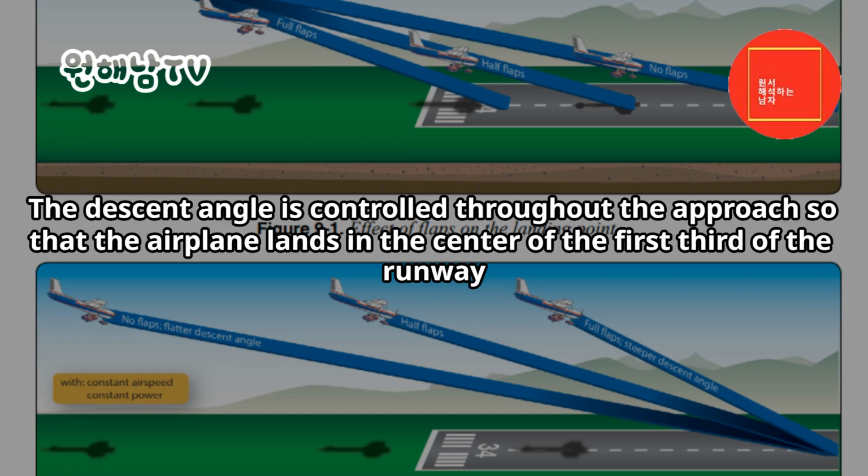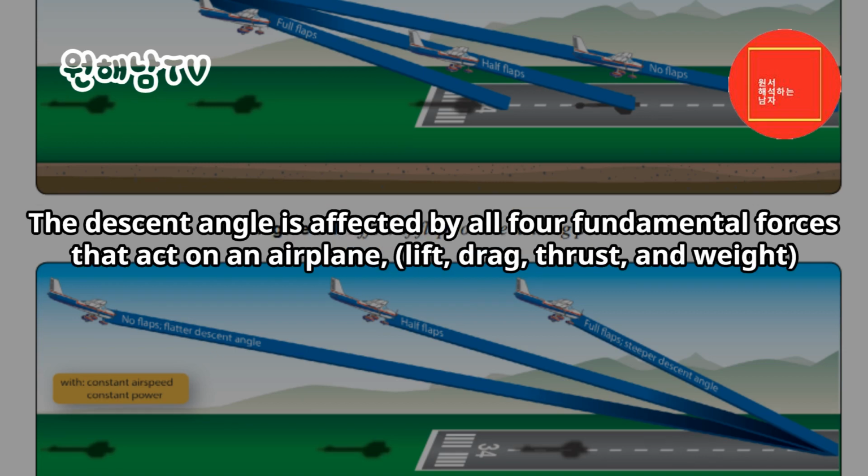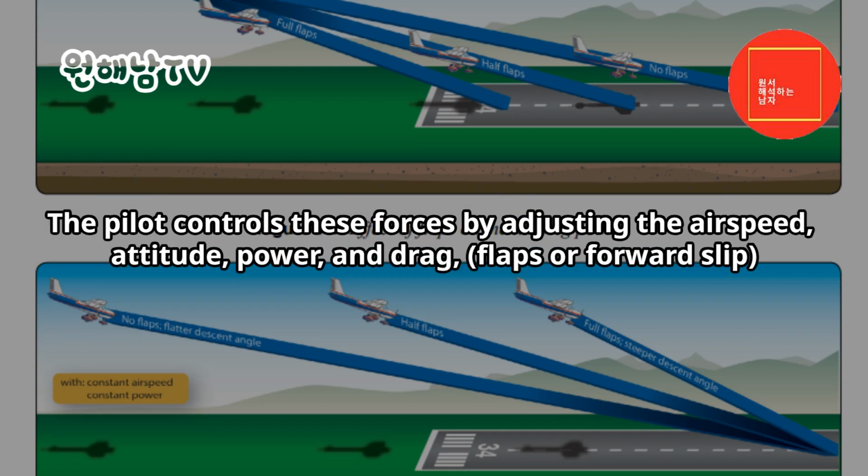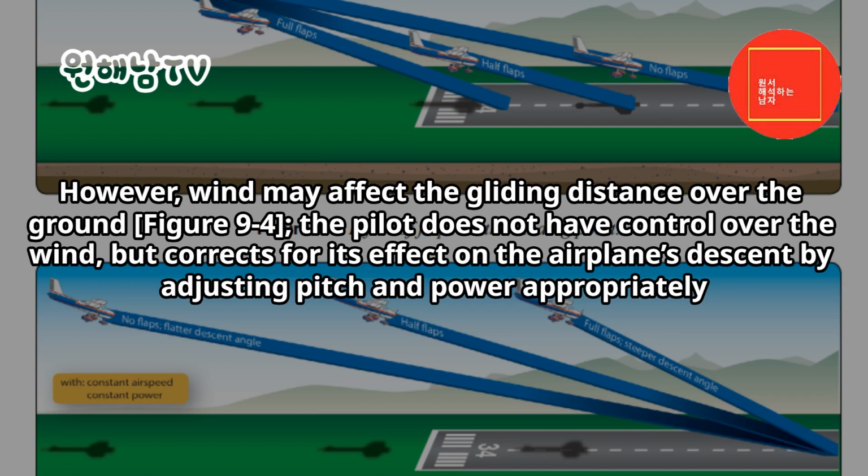The descent angle is controlled throughout the approach so that the airplane lands in the center of the first third of the runway. The descent angle is affected by all four fundamental forces that act on an airplane: lift, drag, thrust, and weight. If all the forces are balanced out such that the net force on the airplane is zero, the descent angle remains constant in a steady state wind condition. The pilot controls these forces by adjusting the airspeed, attitude, power, and drag, flaps or forward slip. However, wind may affect the gliding distance over the ground.